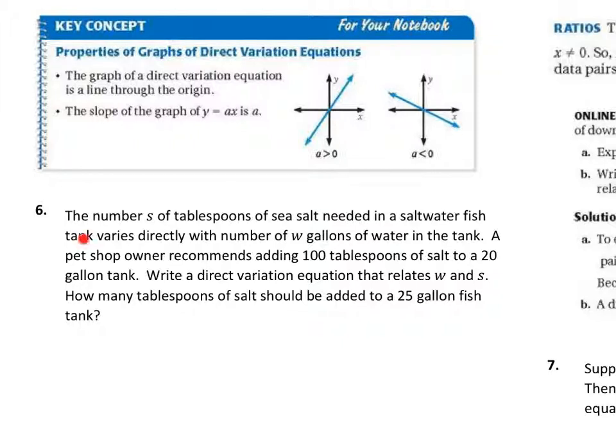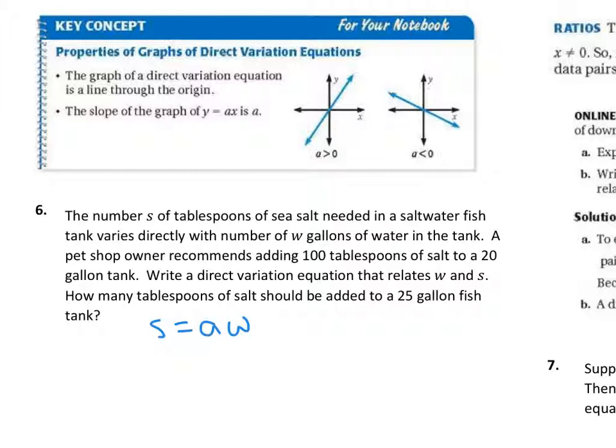So this says the number S of tablespoons of sea salt needed in a saltwater fish tank varies directly with the number W of gallons of water in the tank. A pet shop owner recommends adding 100 tablespoons of salt to a 20-gallon tank. Write the direct variation equation that relates W and S. How many tablespoons of salt should be added to a 25-gallon fish tank? So the key piece here was S varies directly with W. Remember, direct variation was y varies directly with x. So this equation is going to be S equals a times W.